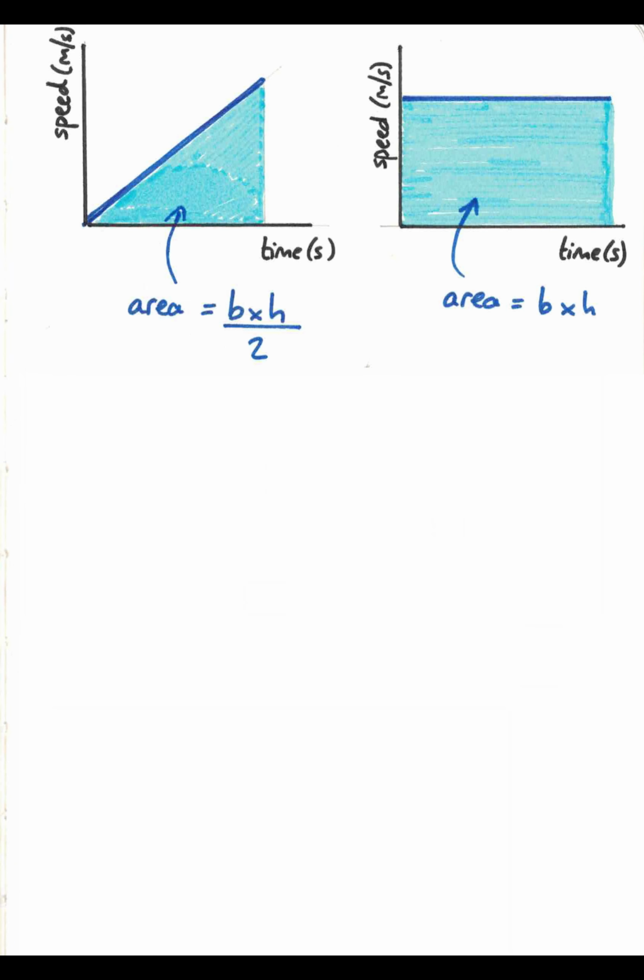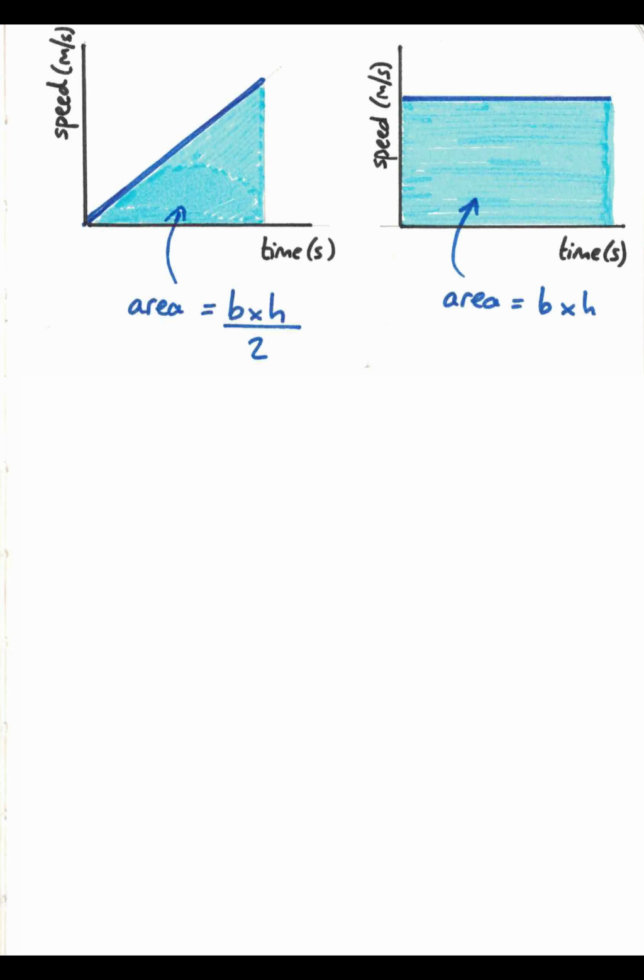The area under a speed time graph gives the distance covered. At National 5 level, the area under a speed time graph is always the shape of a triangle or a rectangle, and we know the formulas for the areas of these, although neither is on the formula sheet. So you need to know the formula for the area of a triangle and the area of a rectangle.